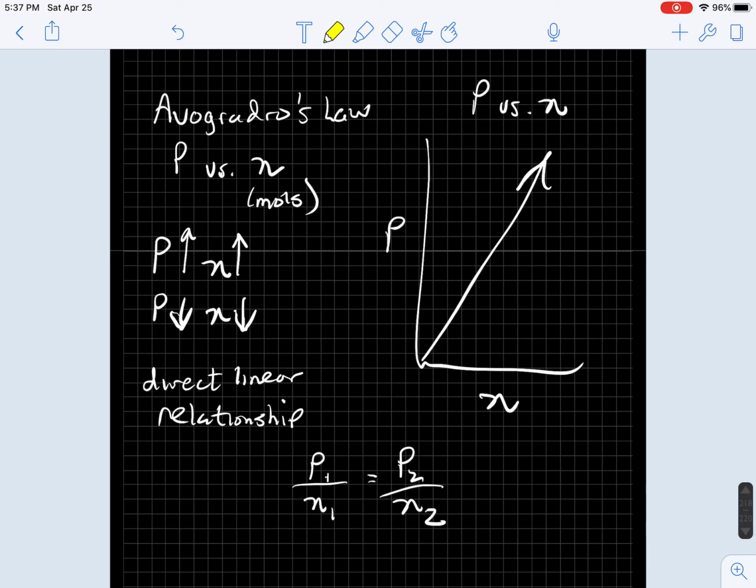And he proved that there was a direct linear relationship between the number of particles you have in a container and the pressure. If you double the amount of particles, you double the pressure. And again, with a direct linear relationship, we're going to use division. So P1 over N1 equals P2 over N2.